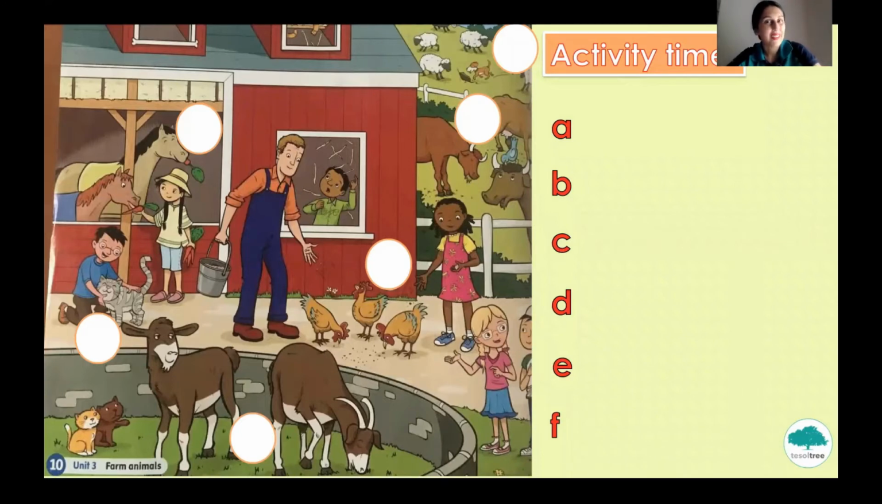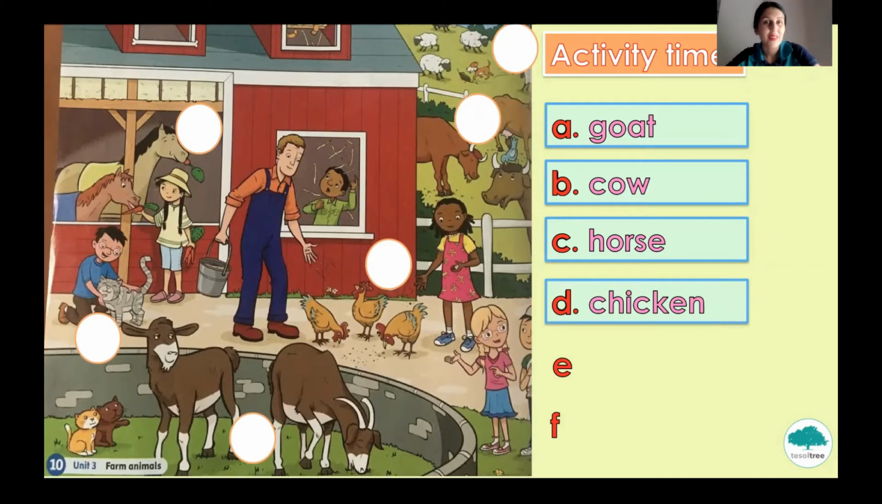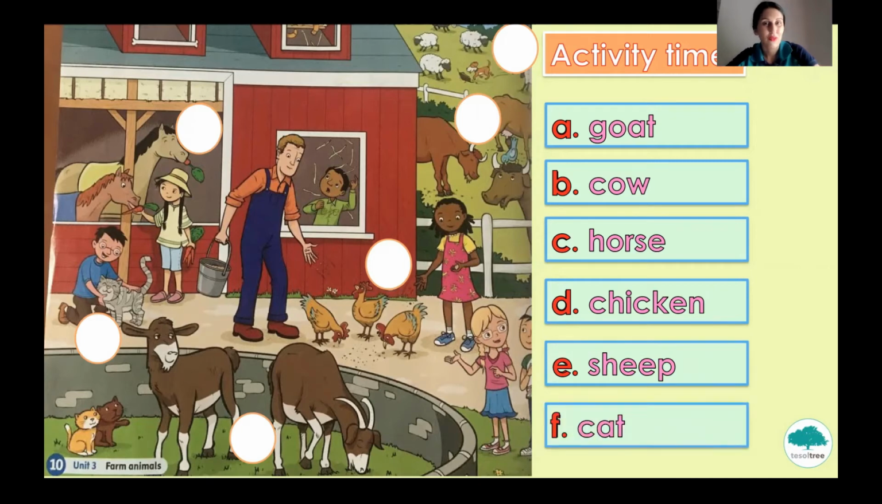Okay, so let's start. A, goat. B, cow. C, horse. D, chicken. E, sheep. F, cat. Great, we have 6 words. Now let's look at the picture.